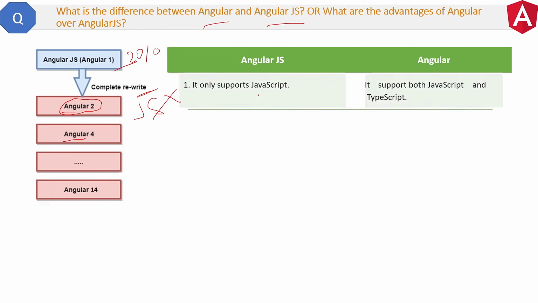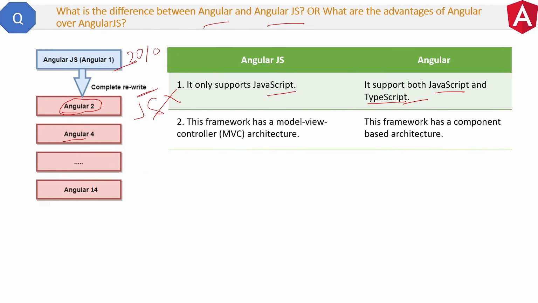First difference is AngularJS only supports JavaScript, whereas Angular supports both JavaScript and TypeScript. One benefit of this is you can see errors in TypeScript at compile time only, which is not there in JavaScript. Second benefit is TypeScript supports classes and interfaces, which is a good way of programming, but JavaScript doesn't support them.